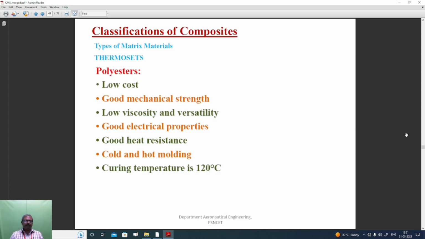The polyesters have low cost, good mechanical strength, low density and versatility, good electrical properties, good heat resistance, and cold and hot molding can be used. The curing temperature is 120 degrees centigrade.